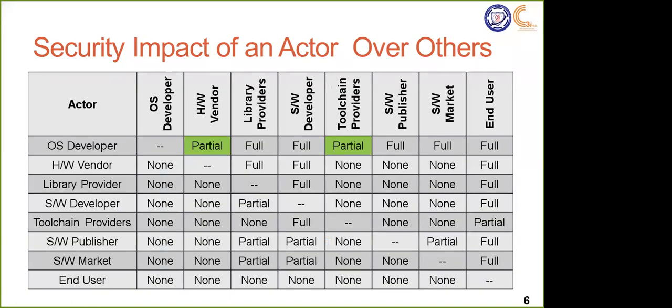So this is the security impact of an actor over others. For example, if an OS developer is malicious, it can compromise library providers, software developers, and other factors, but it cannot fully compromise the hardware vendor, because the hardware vendor generally customizes this operating system. So these are the factors by which one actor can influence the other actors, right?